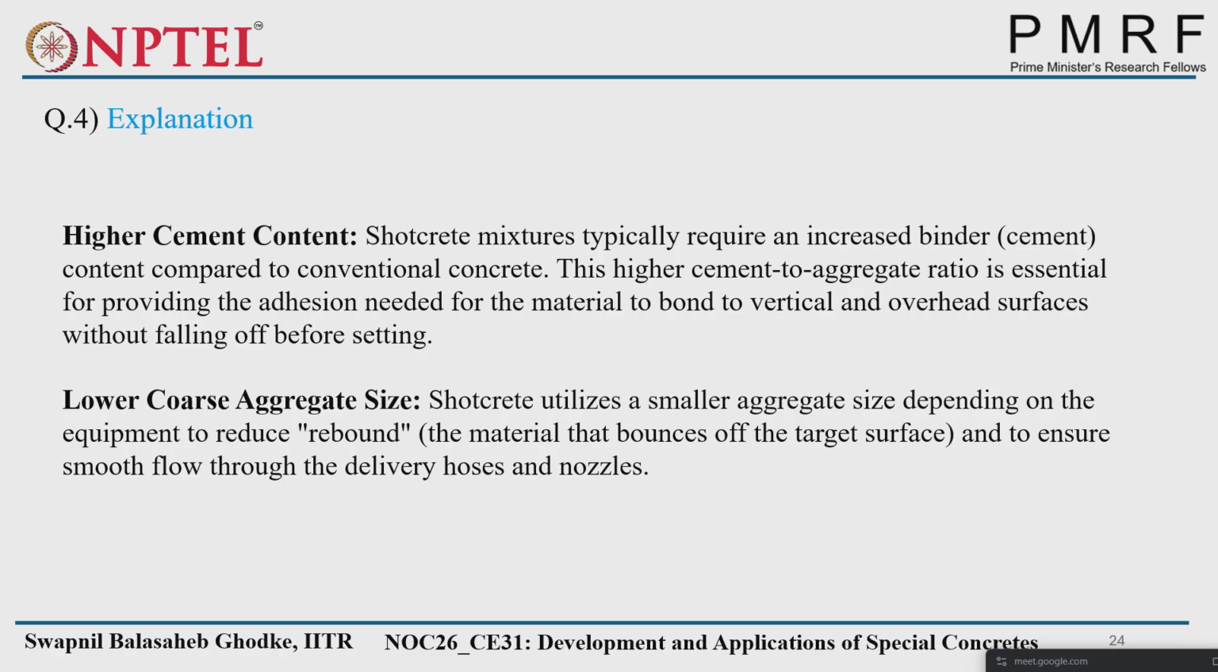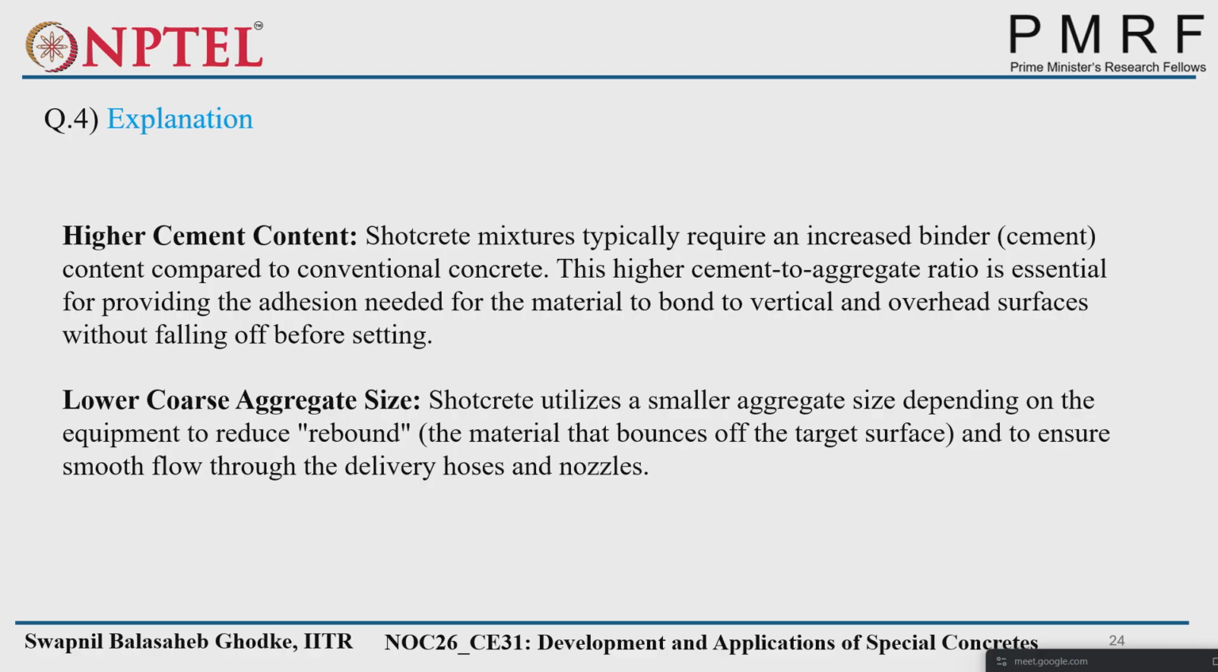Here in the explanation you can see higher cement content. Why? Shotcrete mixtures typically require an increased binder content or cement content compared to conventional concrete, because a higher cement to aggregate ratio provides adhesion, meaning stickability. Cement is a binding agent, so it will bind to the surface, needed for the material to bond to vertical and overhead surfaces without falling off before setting. And lower coarse aggregate size, as I said, it has to flow through the pipe, hose, and nozzle. It should have minimum sizes, and the coarse aggregate should not rebound while we are spraying on the surface.